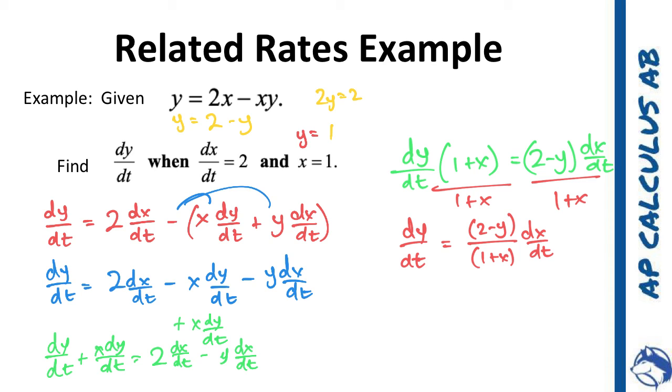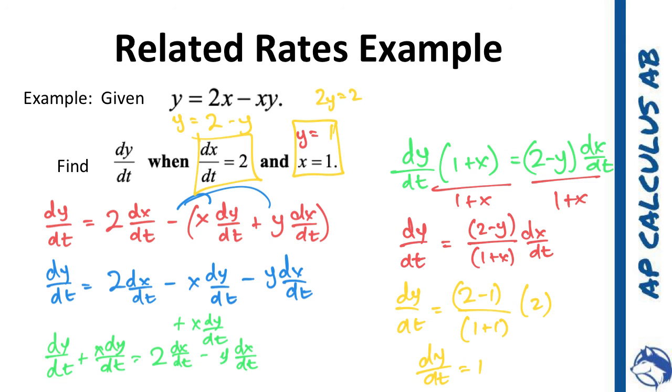So what I'm going to do is use these pieces to go ahead and solve for dy/dt. So if my y is 1, I get 2 minus 1 all over 1 plus 1 times dx/dt, which is 2. So 1 over 2 times 2, dy/dt has to be equal to 1. And that's how I go through and solve that one.